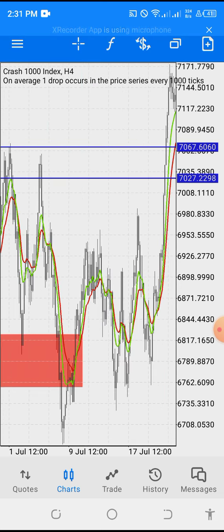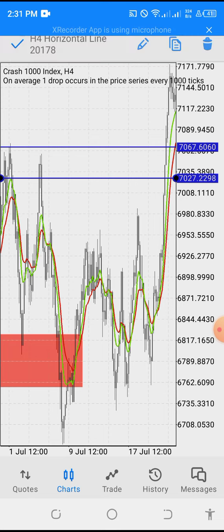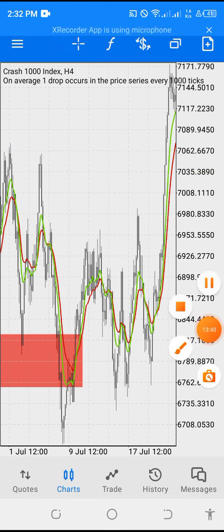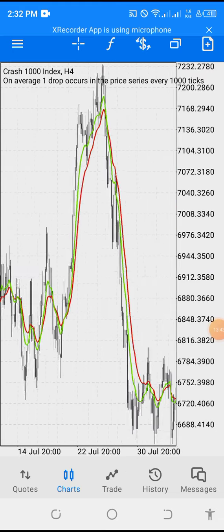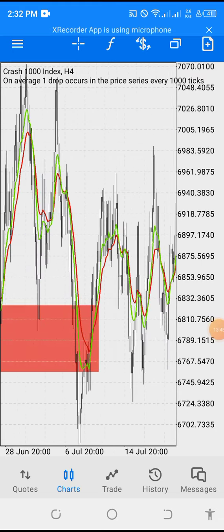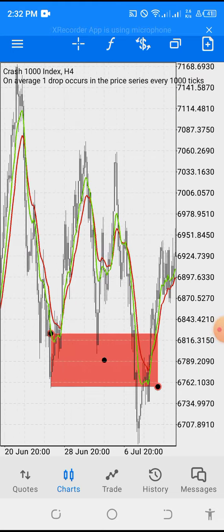The mistake people make is they try to scalp Boom and Crash. They try to catch the spikes, catch the little moves. I've said it and I'll say it again. It is very dangerous to scalp Boom and Crash. Very dangerous. So you can use this strategy. It is very simple, and you'll make a lot of money for yourself.